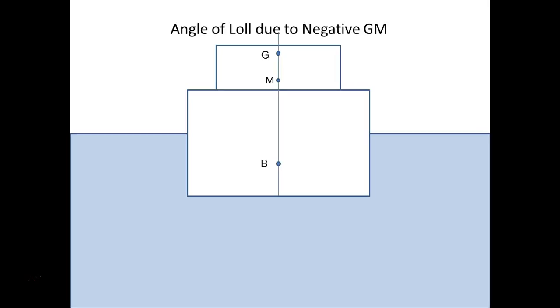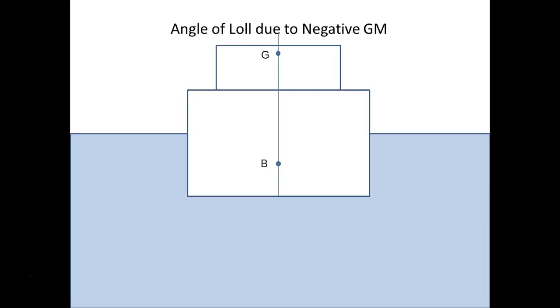Angle of loll is different than off-center center of gravity. In angle of loll, the center of gravity is on the center line, except it's above M. For angle of list, G was below M. We say that is positive stability. In this case, G is above M. We say that's negative stability. Well, this is undesirable because it can lead to this thing called angle of loll, where the vessel could flop from one side to the other. Let's look at how that might happen.